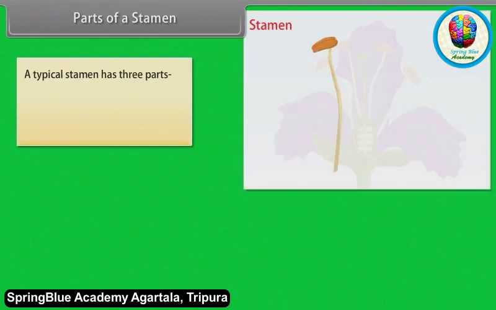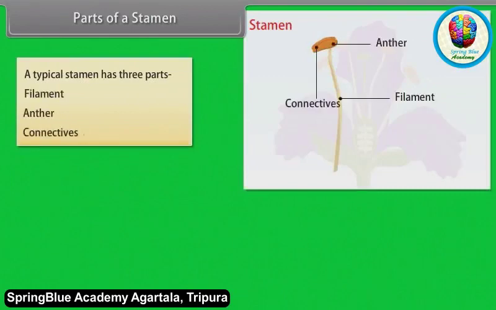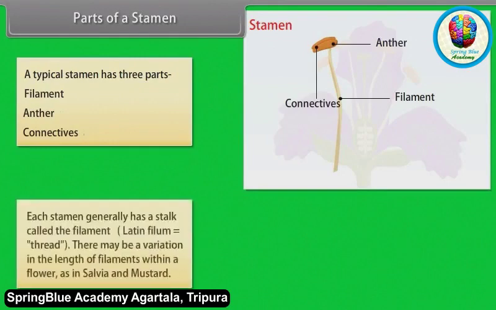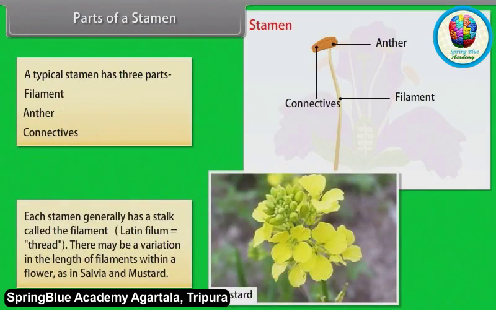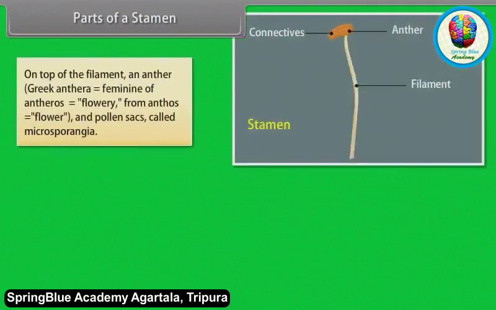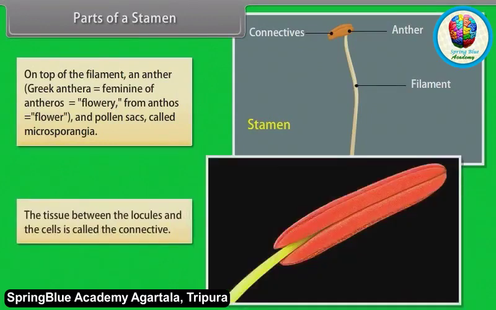A typical stamen has three parts: filament, anther, and connective. Each stamen generally has a stalk called the filament. There may be a variation in the length of filaments within a flower, as in salvia and mustard. On top of the filament is the anther, with pollen sacs called microsporangia. The tissue between the locules is called the connective.